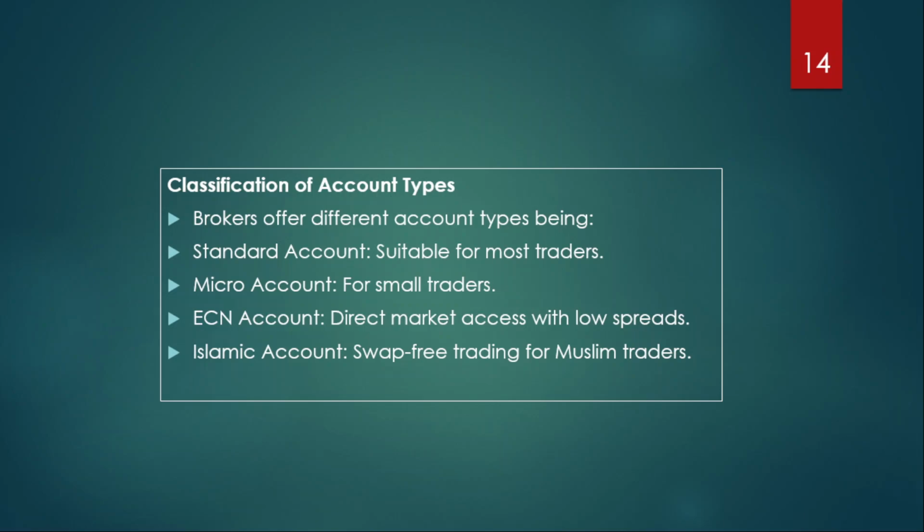Then we have what you call an ECN account. It's the account whereby you will be making trades that will go direct to the market, and they have very low spreads. And then we also have brokers offering what is called an Islamic account, which is swap-free trading for Muslim traders. This is what we call an Islamic account. These are all the things that I want you to know as a beginner, and you must know these things.